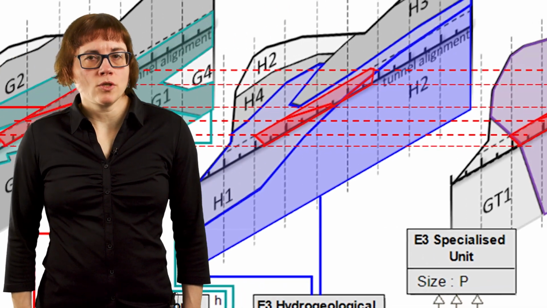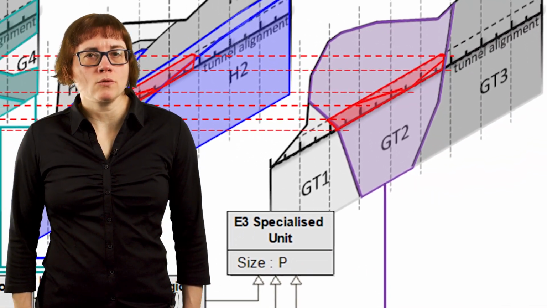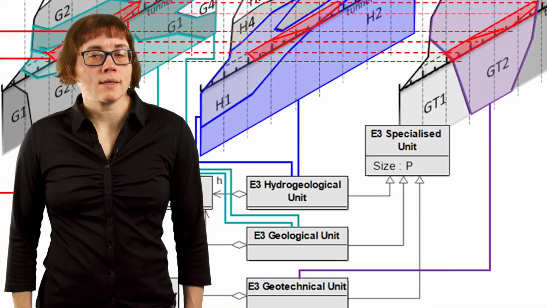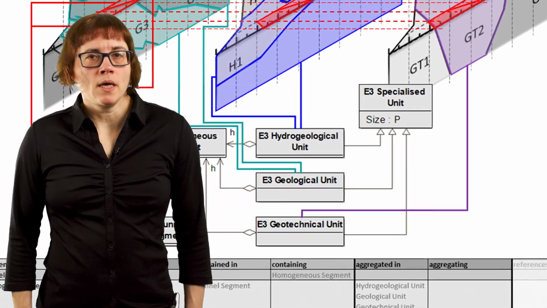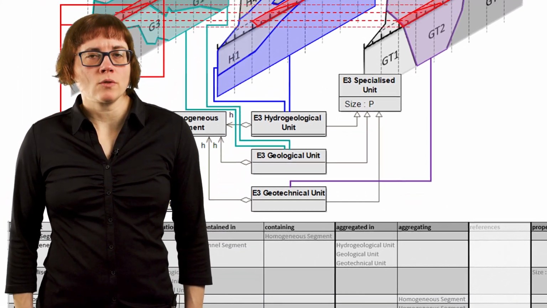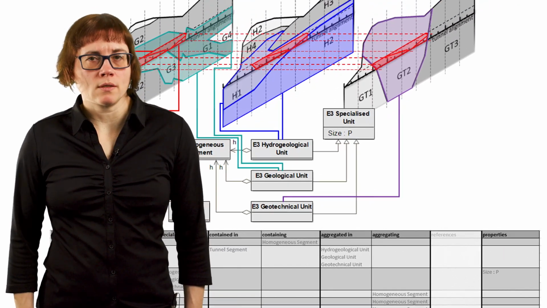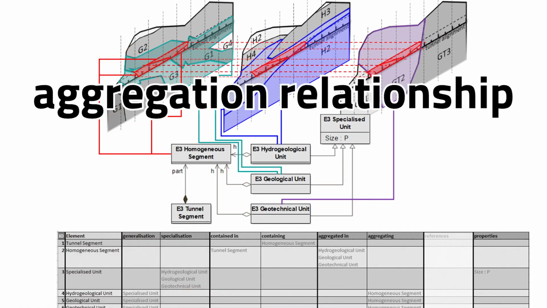And in this image, the tunnel section is divided into homogeneous segments via a containment relationship again. Each of these segments falls into a unit: geological, geotechnical, and so on. This is an aggregation relationship. This structure has a significant impact on the geometry of the tunnel.